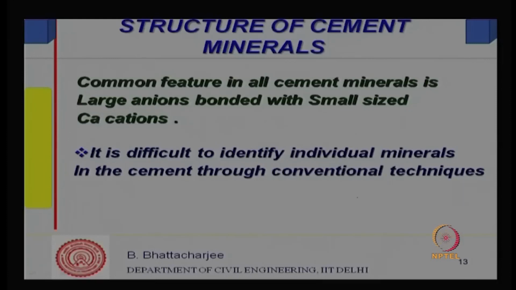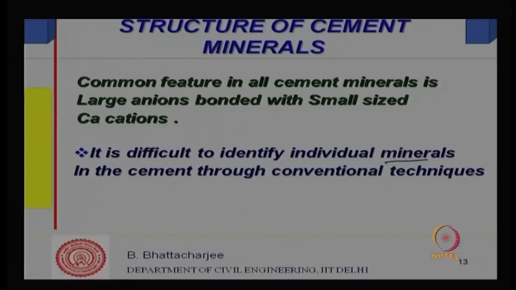All right. So, this is one major common feature for all these chemicals, which is important from our point of view: it has small cations, that is calcium ions, with large anions. We of course know that it is difficult to identify these individual minerals in the cement through conventional techniques. You can't just separate out one from the other, they are all together.